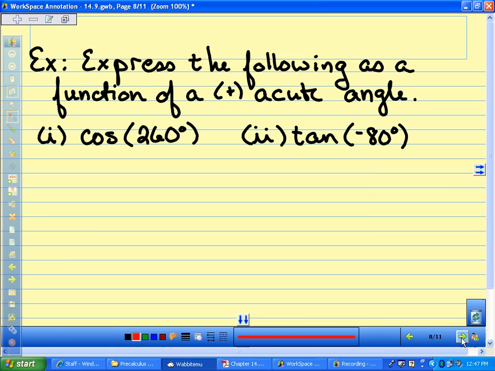Okay. Regents type questions. Express the following as a function, meaning sine, cosine, or tangent, function of a positive acute angle. Folks, that right there is a huge clue into using what angles? This is a huge clue into using reference angles.